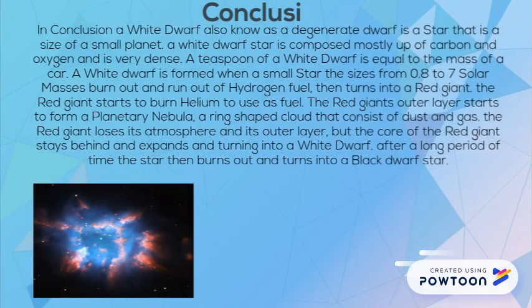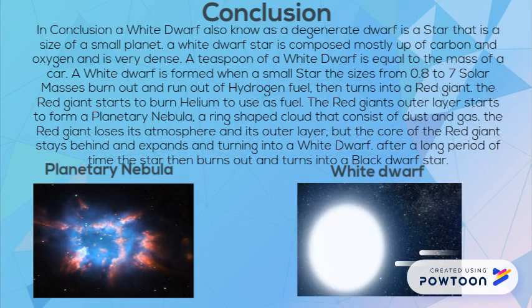In conclusion, a white dwarf, also known as a degenerate dwarf, is the size of a small planet. A white dwarf is composed mostly of carbon and oxygen and is very dense. A teaspoon of a white dwarf is equal to the mass of a small car.